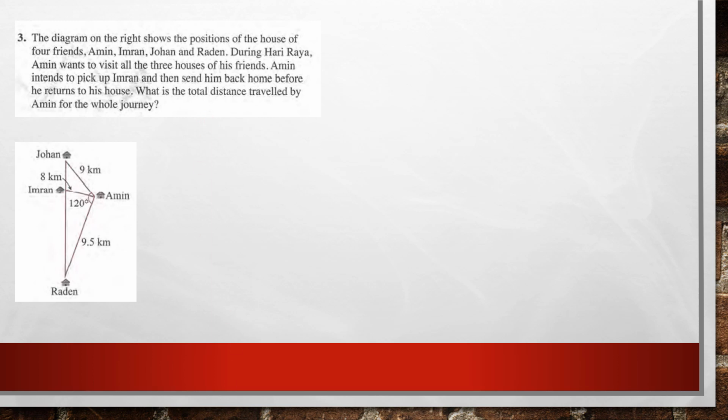That means Amin will go to Imran's house, then pick him up. Then maybe they go to Johan's house first. Then from Johan's house, maybe they go to Radin's house. Then come back to Imran because he has to bring him back home. Then he goes back to his home, Amin. So this is roughly how he wants to go to his friends' houses.